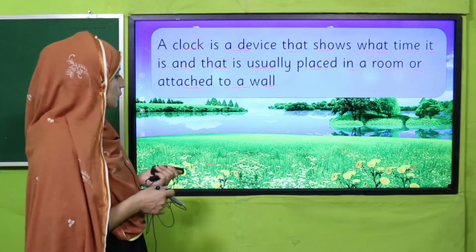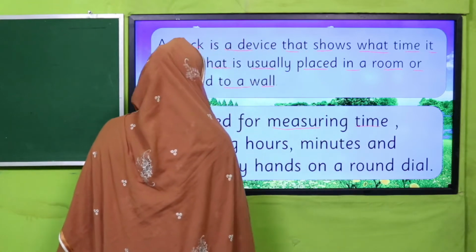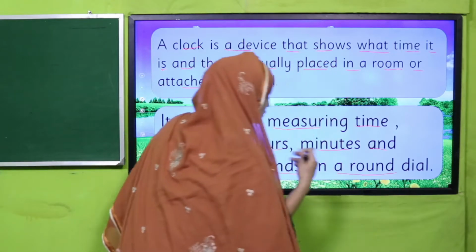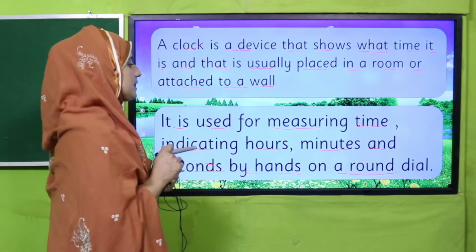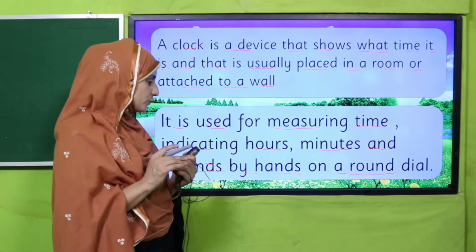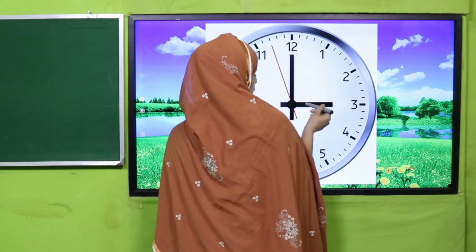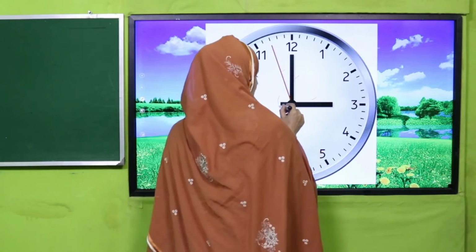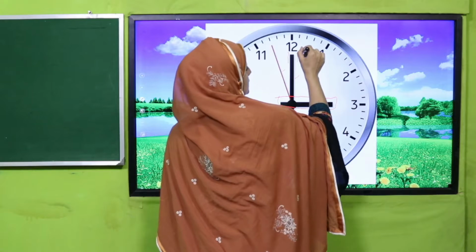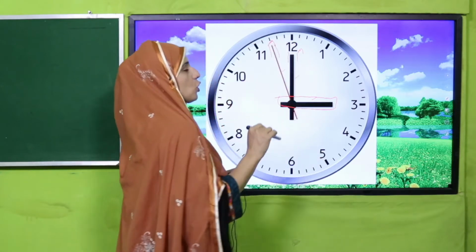What is the use of a clock? It is used for measuring time, indicating hours, minutes, and seconds by hands on a round dial. A clock has a round dial and it has 3 hands. One hand shows hours, one hand shows minutes, and one hand shows seconds. Here is the image of our clock. These are the 3 hands. This hand gives us the hours, that hand gives us the minutes, and that slim and smart red colored hand gives us the seconds.